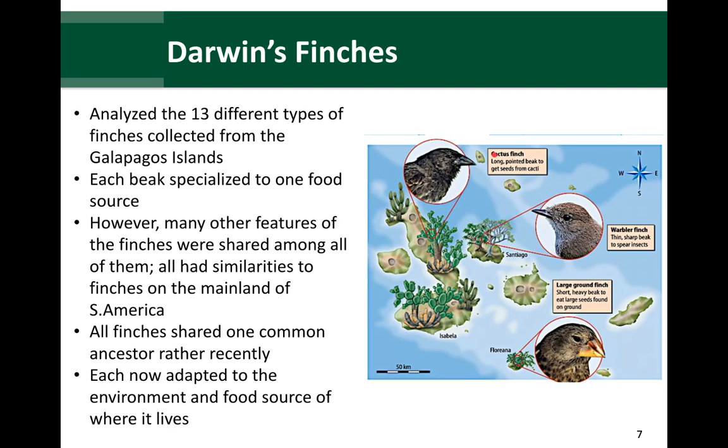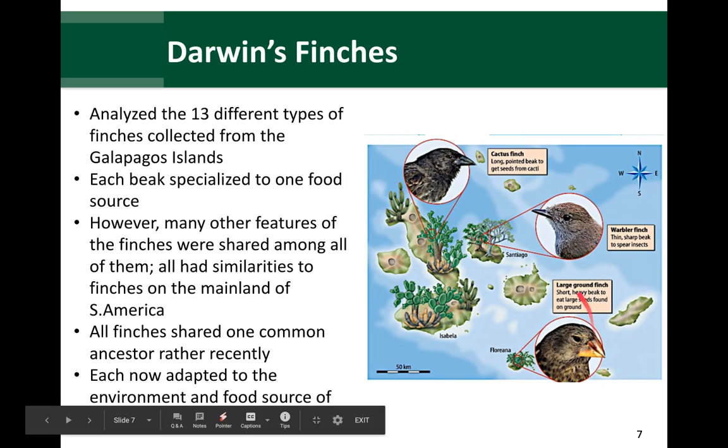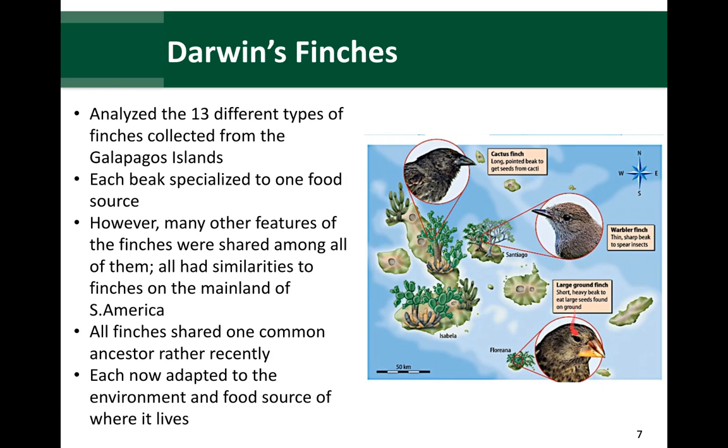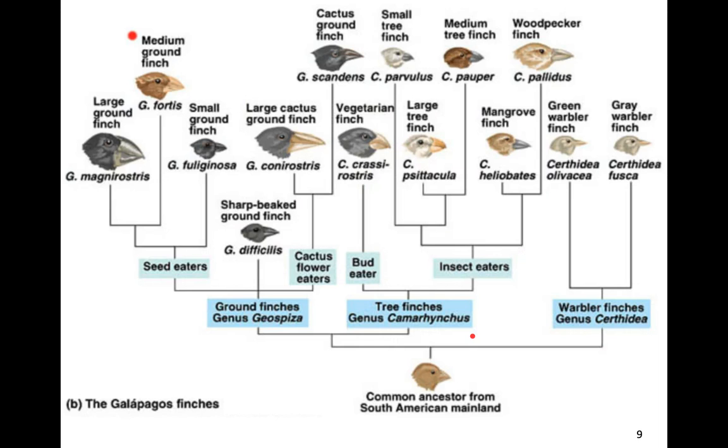For example, this cactus finch has the long pointed beak to get seeds from various cacti. The warbler finch has a thin, sharp beak to spear insects, and this large ground finch has a heavier beak to eat large seeds. So the point is that these beaks are specialized for their food source, and they have a similar structure, yet they have different functions in terms of the seeds that they eat. So you could consider these beaks to be homologous structures. And they do have one common ancestor rather recently.